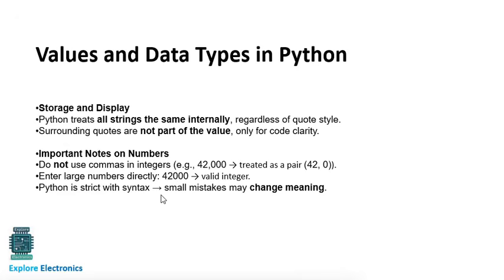Python is strict with syntax. A small mistake may change the meaning. If you make small mistakes in a Python program, it can lead to big changes, meaning the meaning of the program will change. That's why make sure you are writing proper code with proper meaning. Then only will the program execute perfectly.